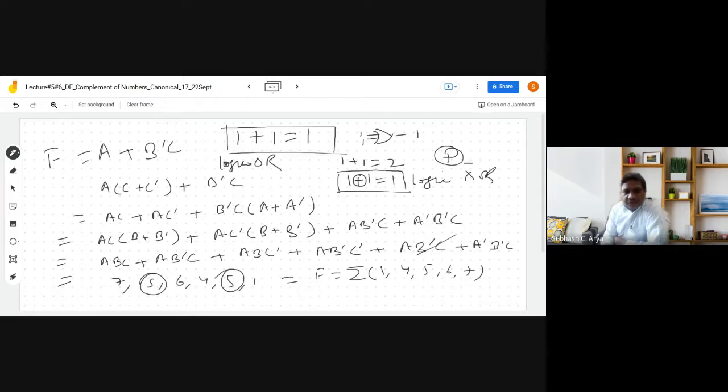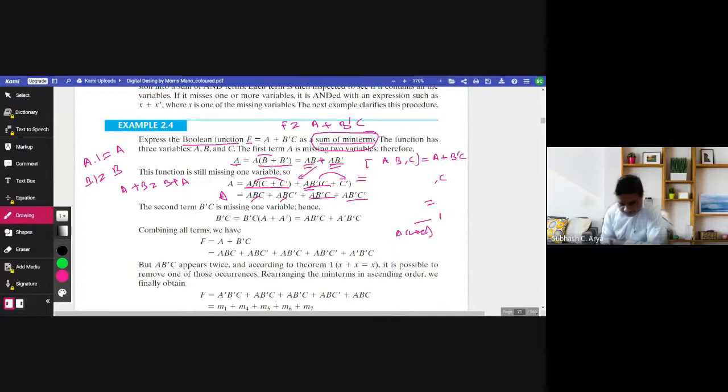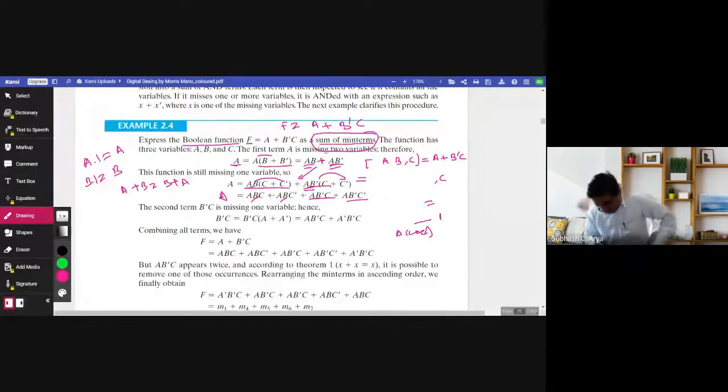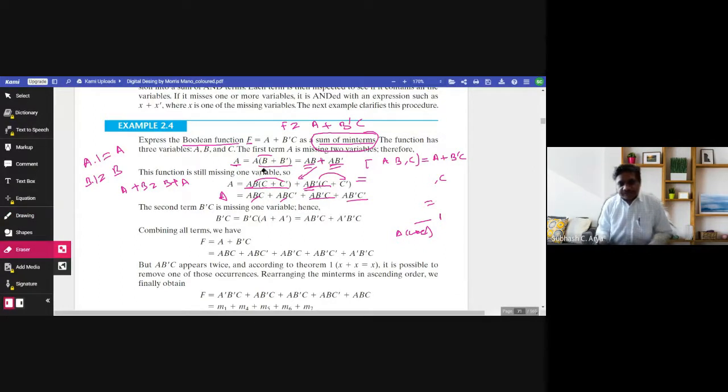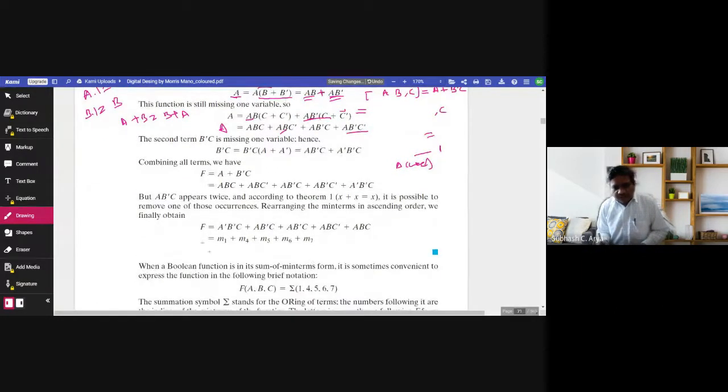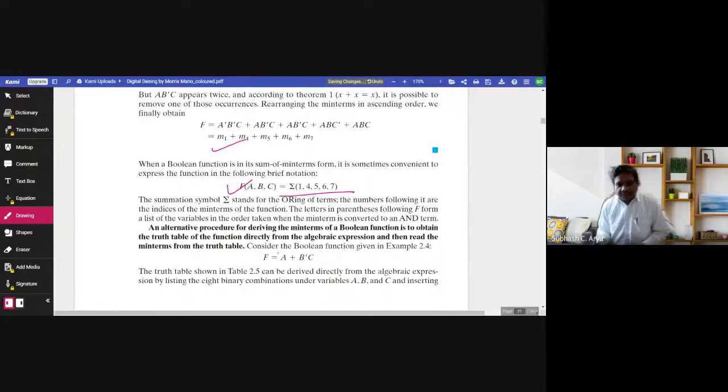So there is no such effect if we take C first. But again, as I told you, we go by convention. After A, B comes. Then after B, C comes. So the entire exercise has been done here. You can see 1, 4, 5, 6, 7 is mentioned here. So we can write like this. In our Jamboard, we have completed this task.